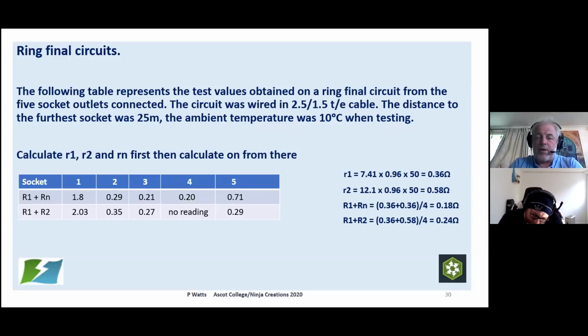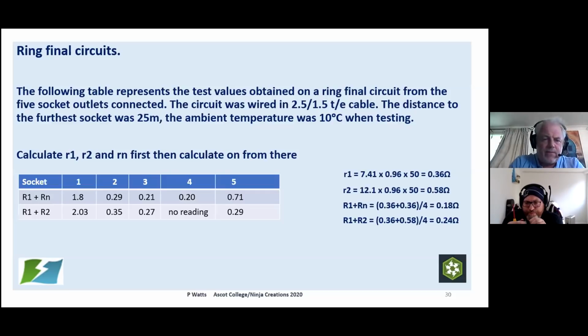When you get an R1 Rn value, but you don't get an R1, R2 value, that's a classic reverse polarity. Could be something else. It could be some connection come loose or whatever, but it's the classic sign of reverse polarity. So you need to drop that socket and have a look inside there.